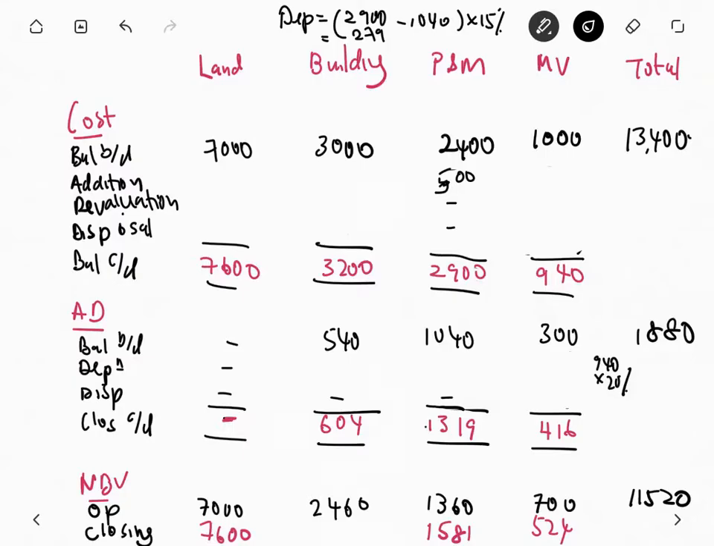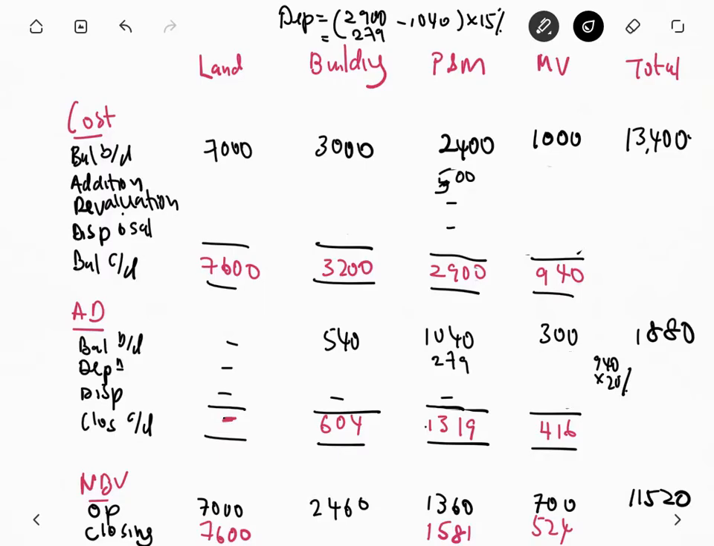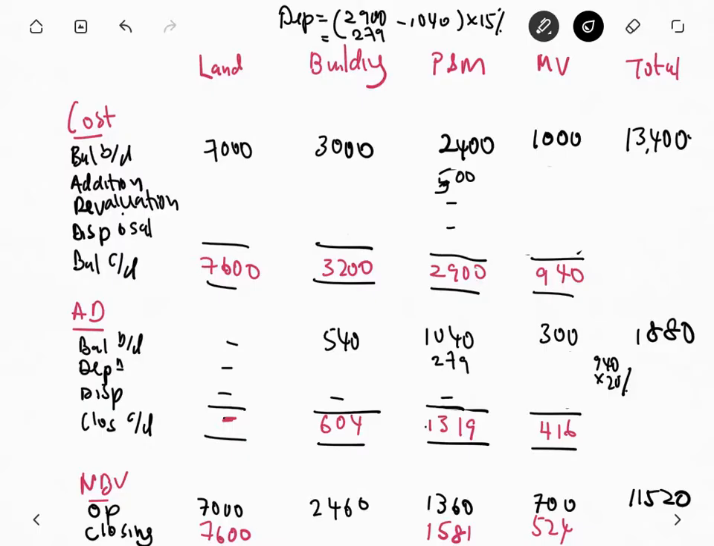Depreciation charge for the year for plant will be 279, plus opening accumulated, depreciation charge, closing accumulated. Can I find my closing net book value? 2,900 minus 1,319, I get 1,581. If you know your double entry, this is a T account for your cost. This is your T account for your accumulated, debit and credit. You okay? So this is for plant.